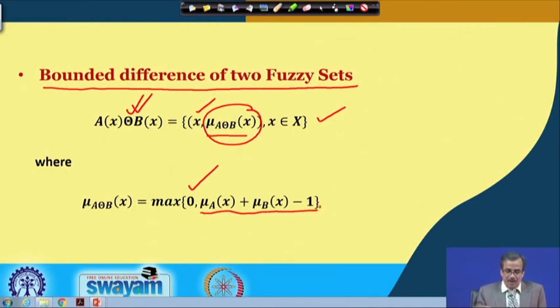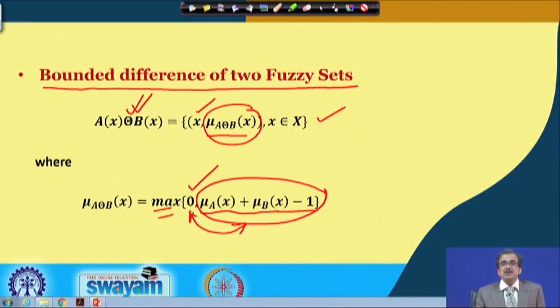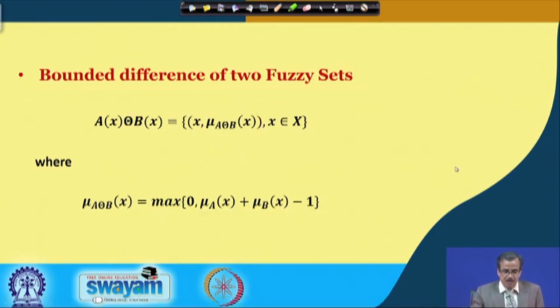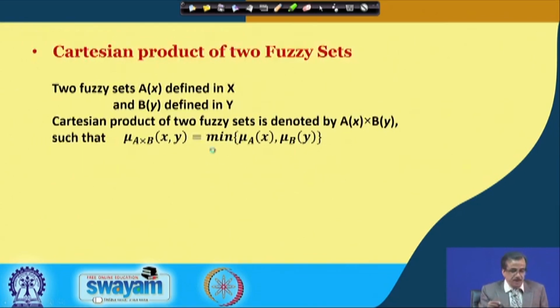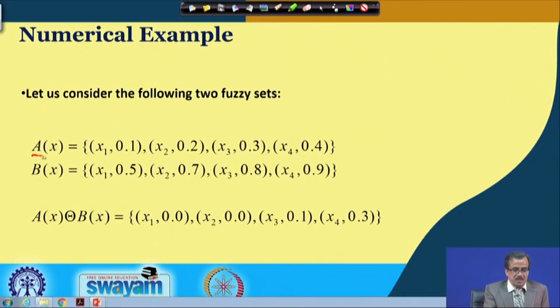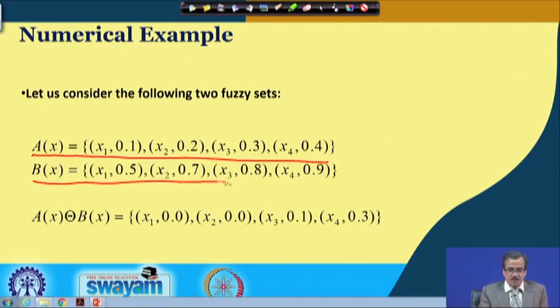So, you will have to add mu A(x) and mu B(x), and subtract 1. You will have to determine this quantity, compare it with 0, and find the maximum. Now, let us see how it works. Let us solve one numerical example. Say I have got two fuzzy sets here, one is A(x), and another is B(x).